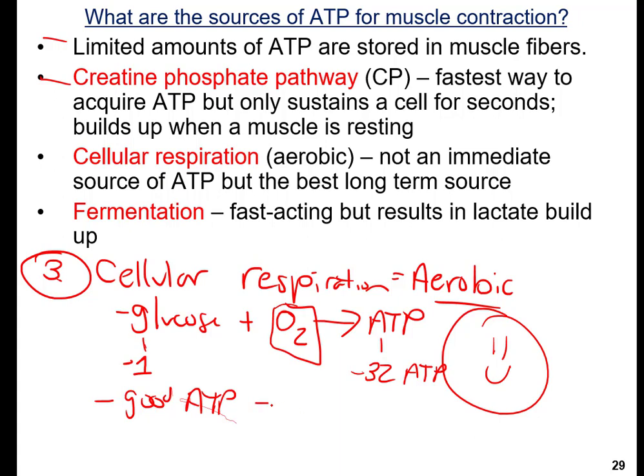And it can be sustained for a long time. As long as you have oxygen and sugar in your body, this can go on forever. The negative thing about cellular respiration is that it's very slow. So if you need a quick boost of ATP, if you're going to go for a sprint or powerlifting, this is not a great way to get that quick, fast boost of ATP that you need.